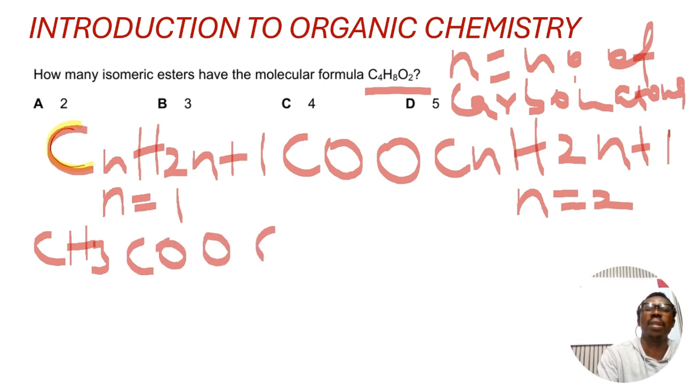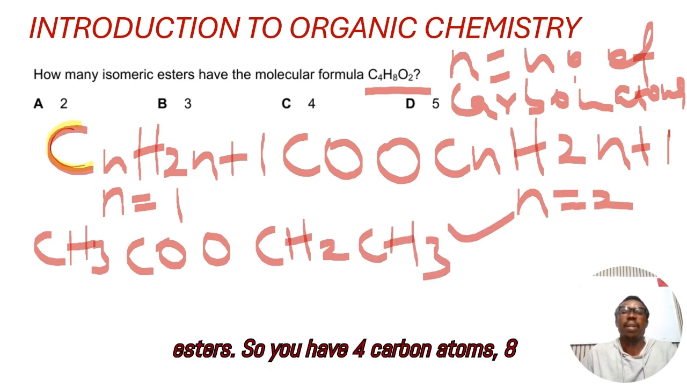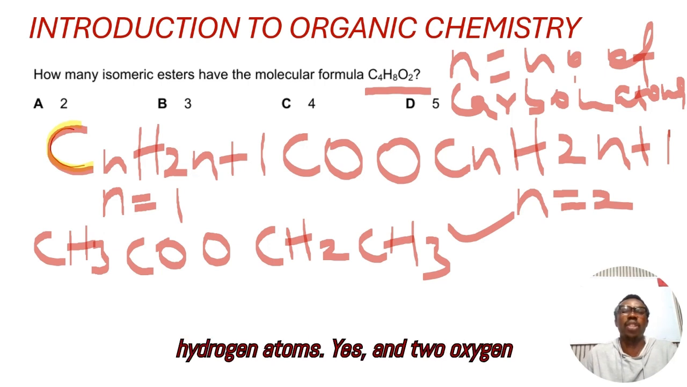COO, CH2, CH3. So this is one of the esters. So we have 4 carbon atoms, 8 hydrogen atoms, and 2 oxygen atoms.